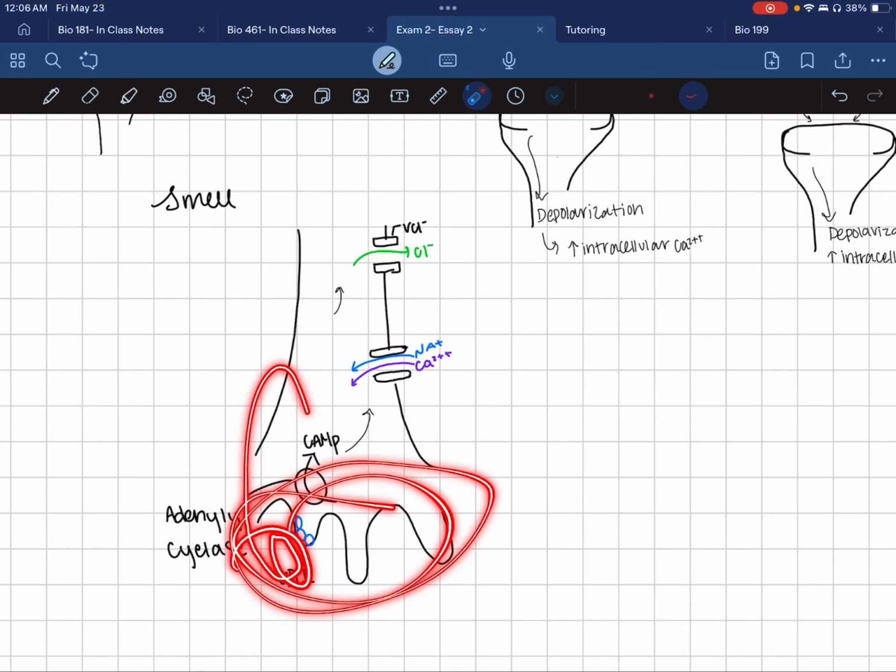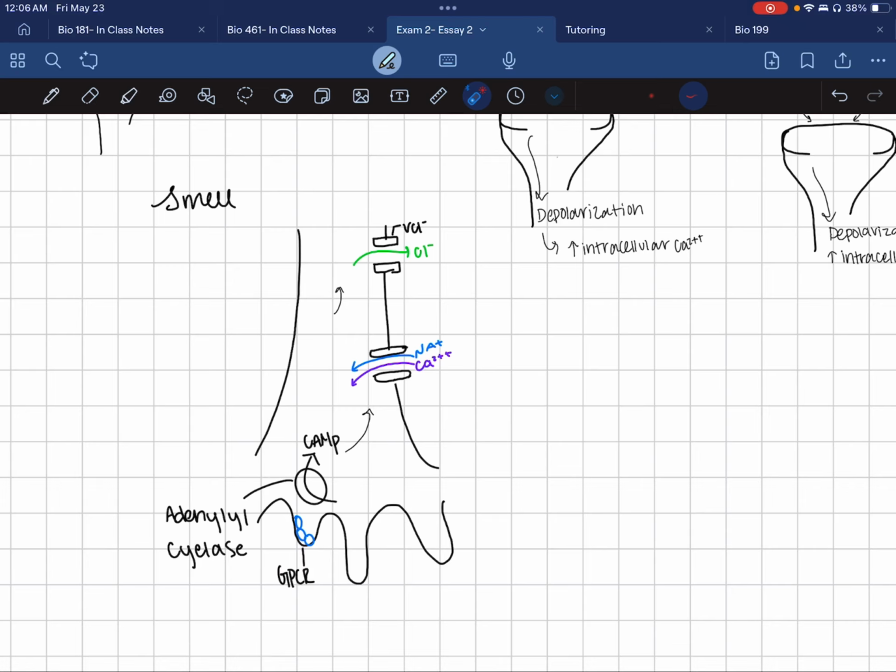So this is our little cilia right here, of the olfactory neuron, and then these G-coupled protein receptors activate adenylyl cyclase, and then that converts it into cyclic AMP. This whole process right here, going from adenylyl cyclase to cAMP, is going to cause the opening of sodium and calcium channels so that they can flow into the cell.